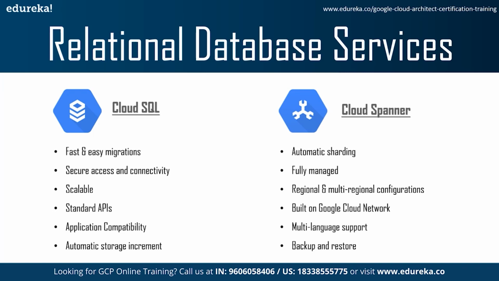Additionally, when running a multi-region instance, your database is able to survive a regional failure and offers industry-leading 99.99% availability. So fourth is built on Google Cloud Network. Cloud Spanner is built on Google's dedicated network that provides low latency, security, and reliability for serving users across the globe. Fifth is it provides multi-language support.